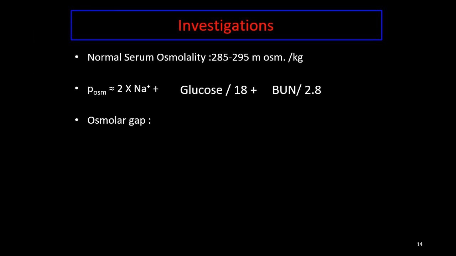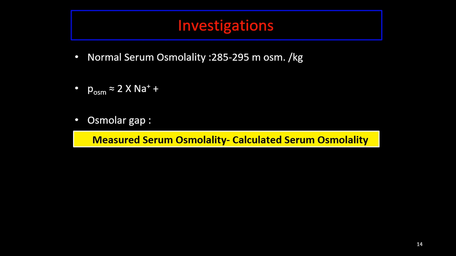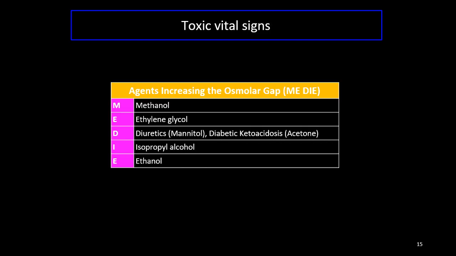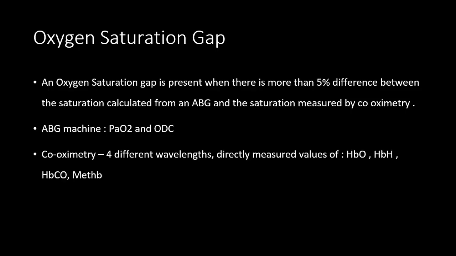Okay, so how to calculate osmolar gap? You know the normal serum osmolarity is 285 to 295, and this is the formula to calculate the osmolar gap: measured minus calculated. An increase in osmolar gap indicates the presence of low molecular weight osmotically active substances in the serum. So agents which increase osmolar gap are methanol, ethylene glycol, diuretics, isopropyl alcohol. More or less all related to alcohol.